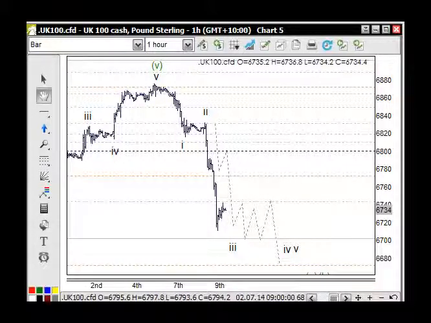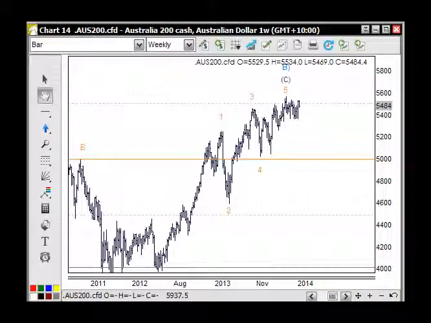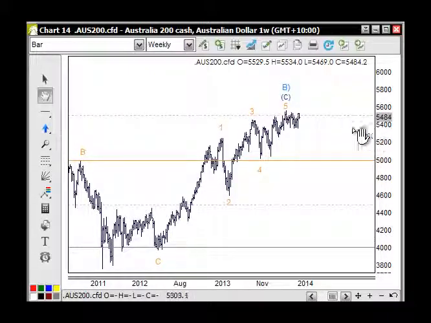The Australian market. I'm just going to go to the bigger picture again and look at both counts because they're both valid. On the weekly chart, the top that we've got, we have a bearish count and a bullish count. The bearish count is that we have a top in place on wave 5 of C of B, primary wave B. In this case, we'd be looking for a much deeper move to the downside.